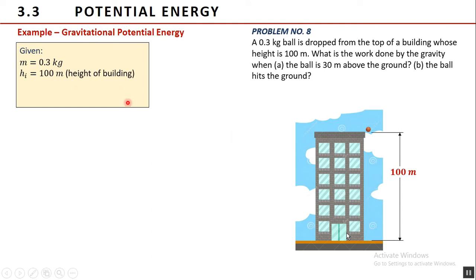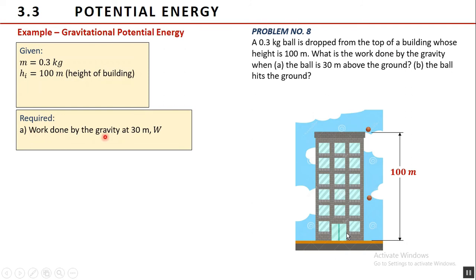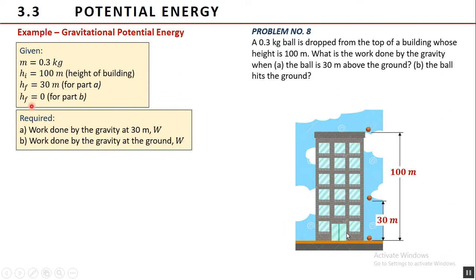So for letter A, we are going to solve for the work done by gravity when the ball reaches a final height h sub f of 30 meters. While for letter B, we will determine the work done by gravity when the ball hits the ground, that is, h sub f is 0.